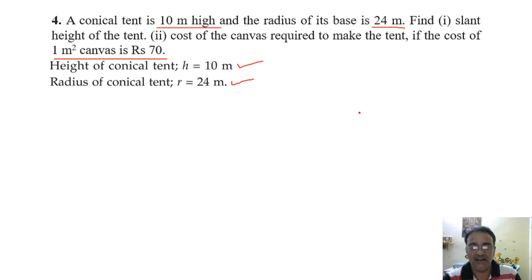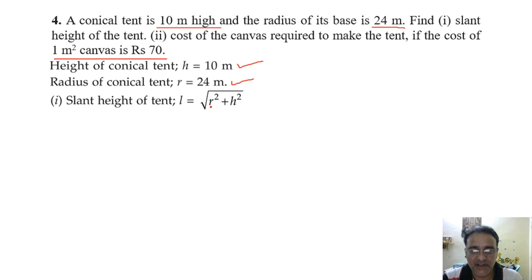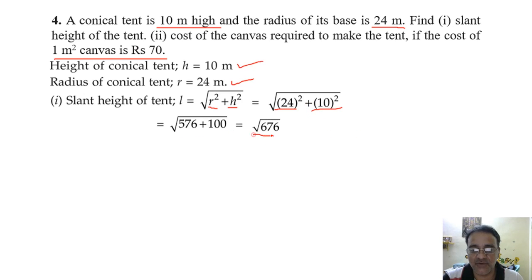And what is the formula for finding the slant height? Root over r square plus h square. Okay? So 24 square plus 10 square, 576 plus 100, that is 676. So what is the square root of 676? 26. 26, right? So we got the slant height.